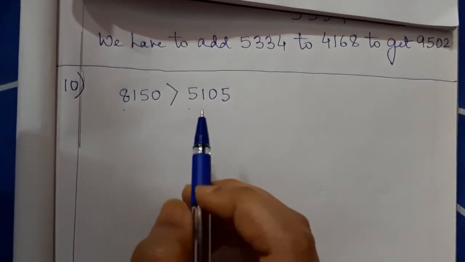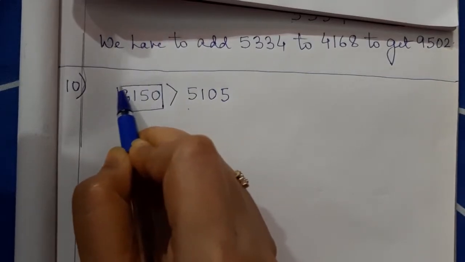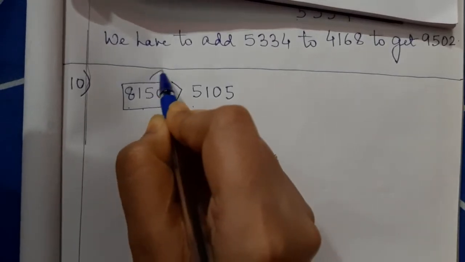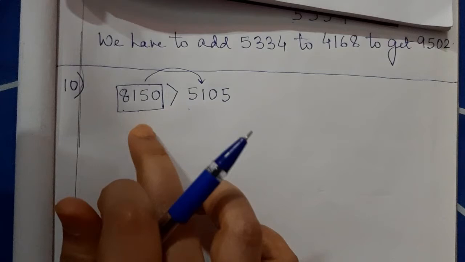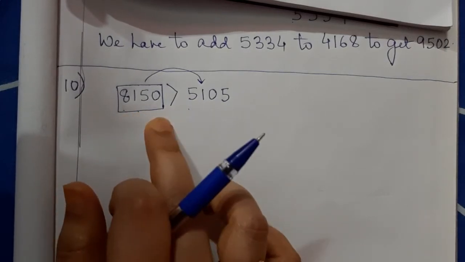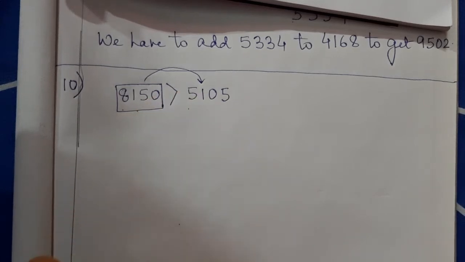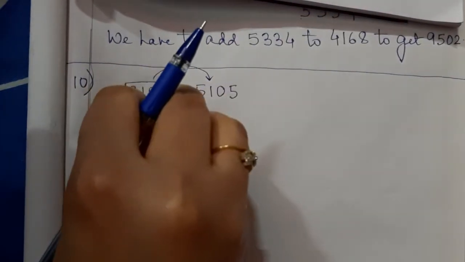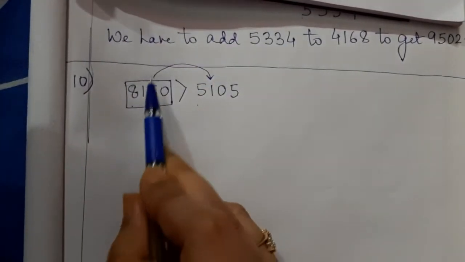You know this. So now the question is that we have to take something from this number to get to this number. Now if we are taking something from 8150, that means what are we doing? We are subtracting, right? We are taking something. If we were giving something, then we would do addition, but since we are taking something, we are subtracting. So now let's write the statement.